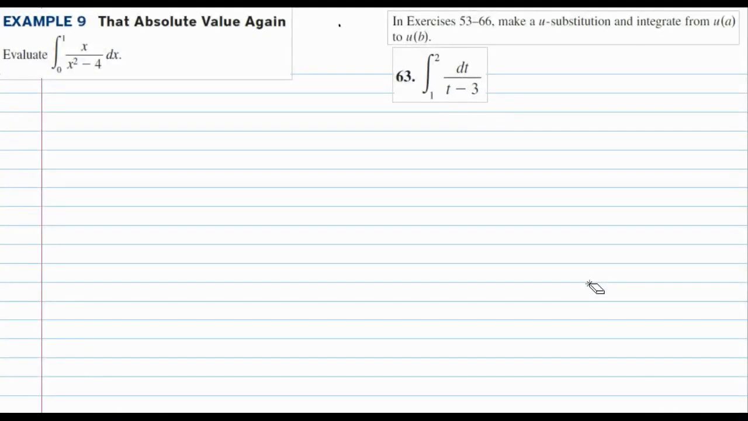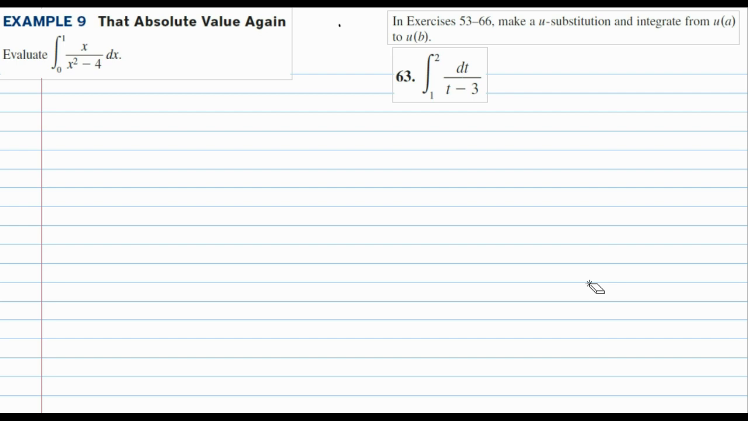This is the screencast for section 6.2, example 9, that absolute value again. So you may predict that we are going to take the integral and use natural log, so we have that absolute value involved. We're also going to use some substitution, and because we have a definite integral, we're going to have to change the lower limit of integration and upper limit of integration to suit our u of x function.